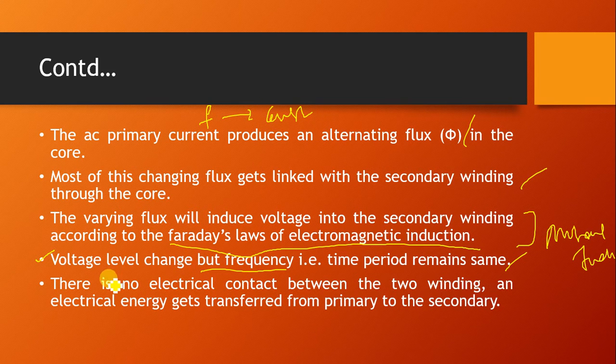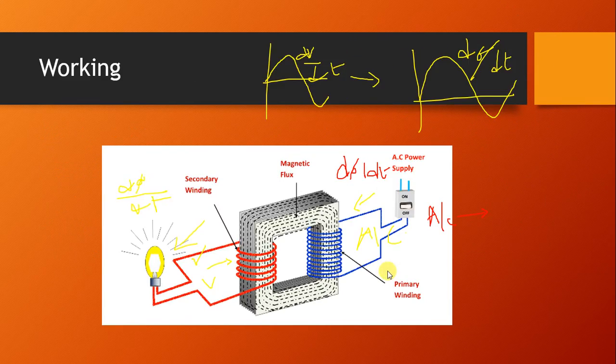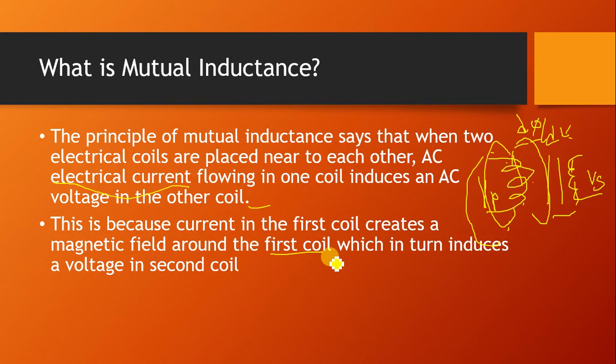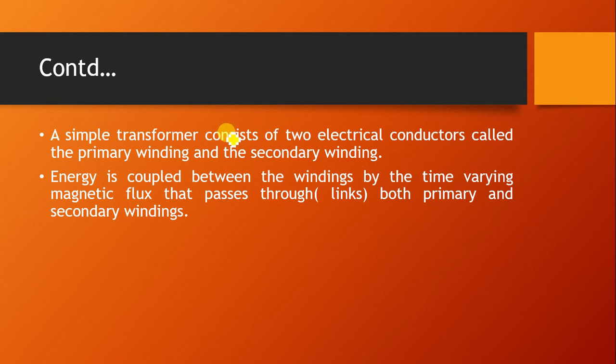There is no electrical contact between the two windings. Electrically they are isolated; you can check any transformer. There won't be any physical connection, but magnetically they are coupled. A simple transformer consists of two electrical conductors called primary and secondary. Energy is coupled between the windings by the time-varying magnetic flux passing through the primary and secondary windings respectively.